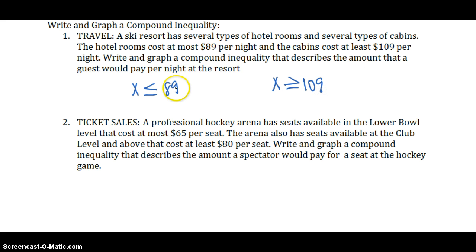You have options. You can either get a hotel room or you could get a cabin. So realize that this would be a union problem and not an intersection problem. So write and graph these compound inequalities. So here's how you would write those, and the graph, of course, there would be 89 below 109, and it's greater than or equal to 109, so it's going to the right, or less than or equal to 89. So you have options. If you want to stay on the low end, you can get a hotel room, but if money's not a problem, then you have lots of cabins that start at 109 and go up.